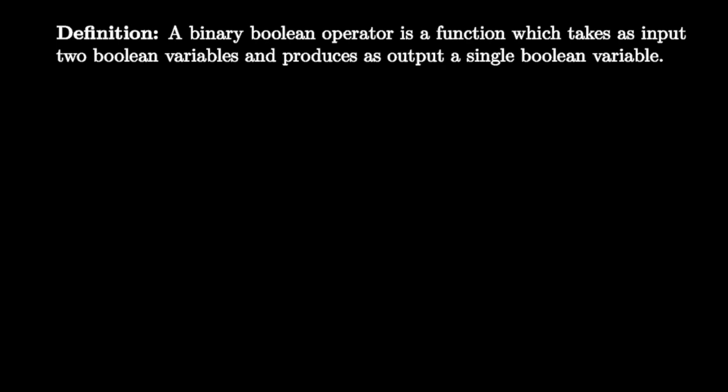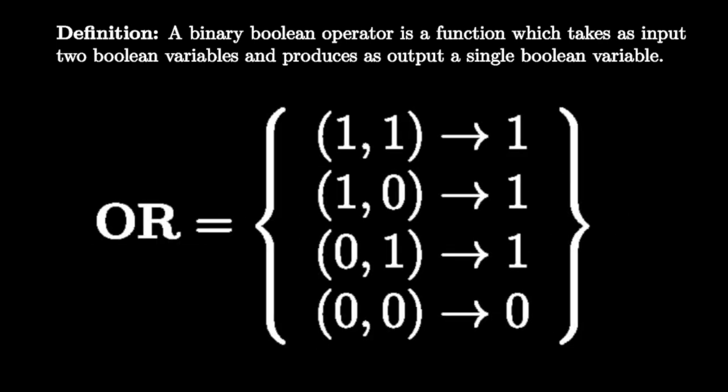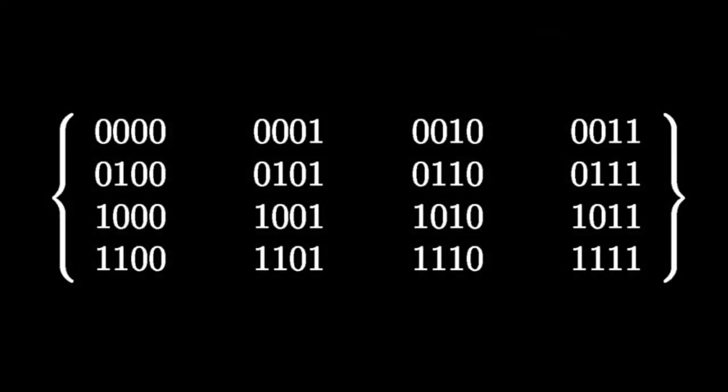You may already be familiar with the binary Boolean operators AND and OR. For example, AND returns 1 if and only if both of the input variables are 1, and it returns 0 otherwise. Whereas OR returns 1 if either or both of the two input variables is 1, and 0 otherwise. Our goal in this video is to obtain the well-known result that there are exactly 16 binary Boolean operators, and our approach can easily be generalized.